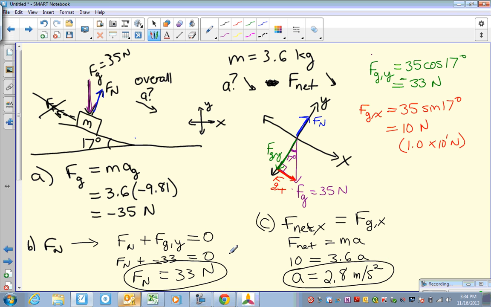So our block is accelerating 2.8 meters per second squared, which means that every second it is getting 2.8 meters per second faster. So after 1 second, it would be going 2.8 meters per second. After 2 seconds, it would be going 5.6, and so on.